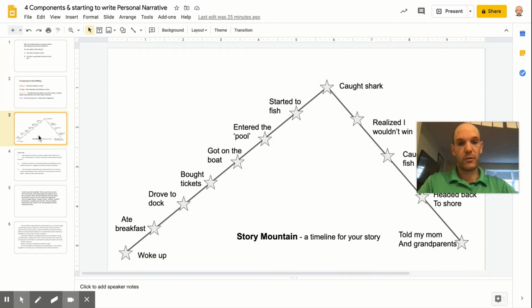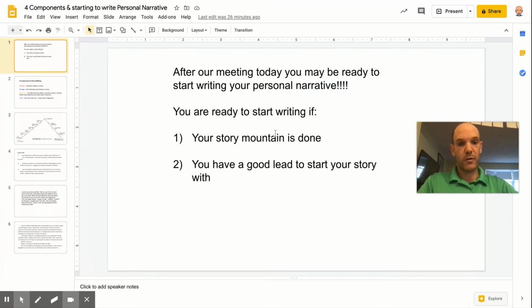And the story mountain looks kind of like this, where it's essentially a series of steps, like a timeline, with the beginning of the story, the main event or problem that happens kind of at the peak of the story, and then over here would be the end of the story. So students should have their story mountain complete.